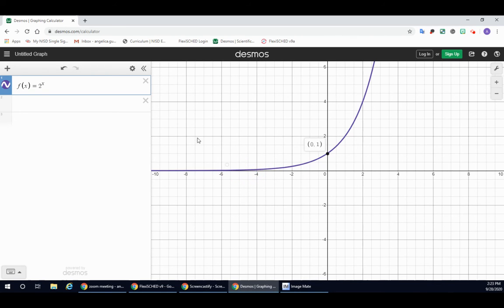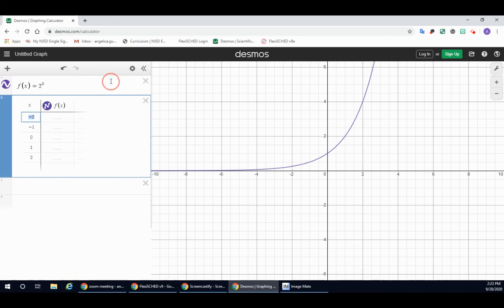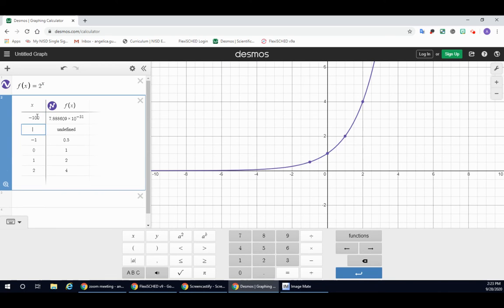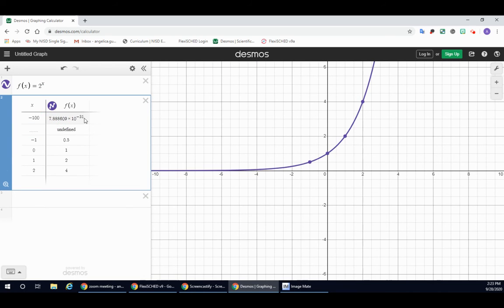0.044, 0.23. So even if I pull up a table and look at those x values, those y values, try and identify what the range is, I can go to negative 100 on the x's, and you're going to see right here that this is a really small number. In scientific notation, that's a really small number.